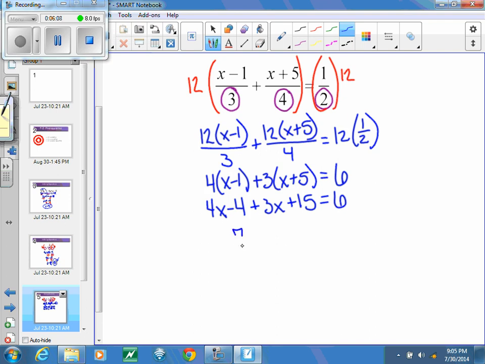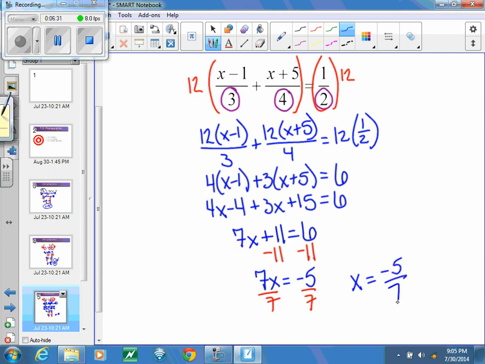Combine like terms, so 7x plus 11 equals 6. Subtract 11 from both sides. 7x is equal to negative 5. And then divide by 7. And we should end up with x is equal to negative 5/7.